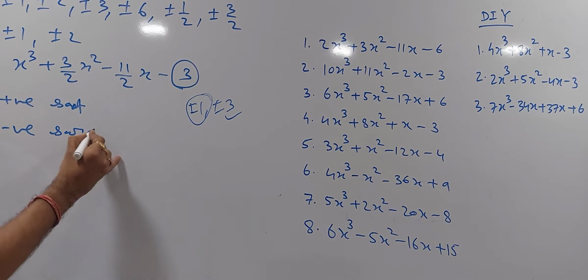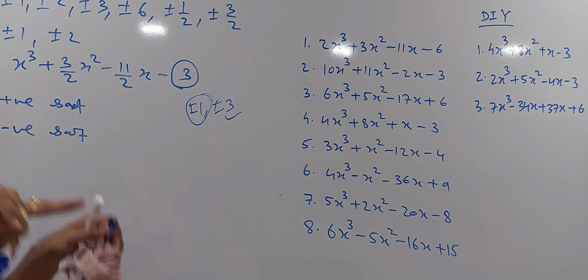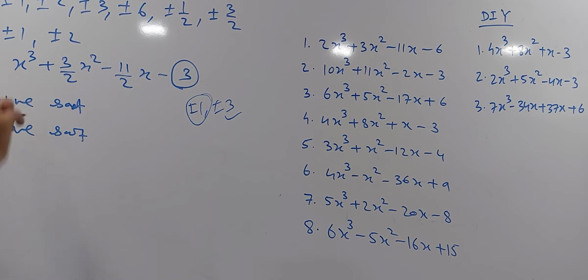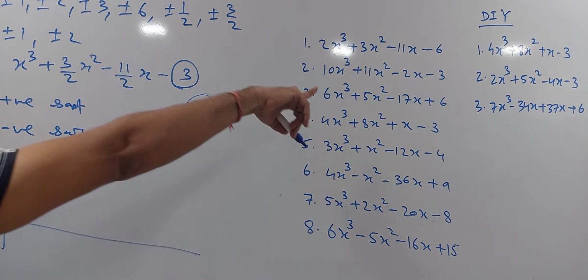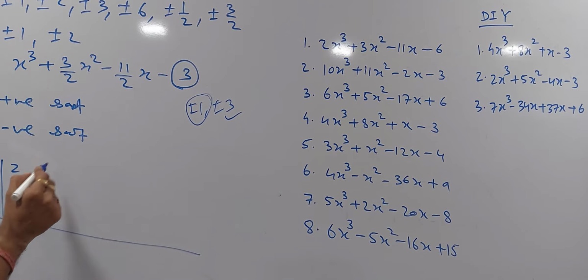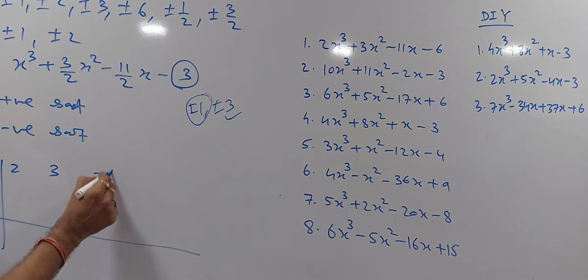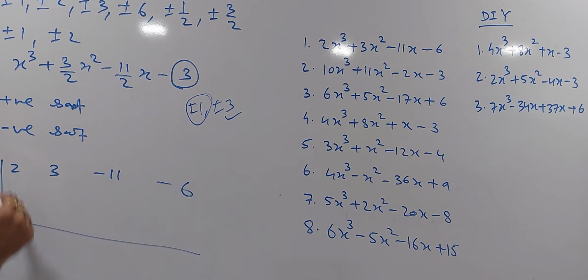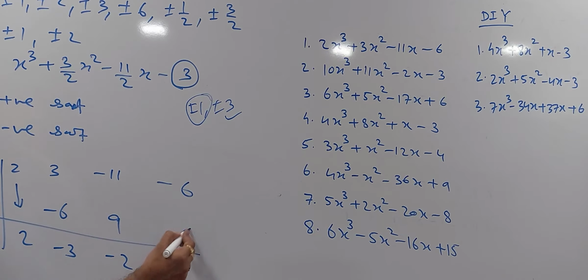So I got one negative root, which means there will be one more negative root and one positive root. So there is no imaginary root. So let me take minus 3 and jump to synthetic division, with this relation: 2, 3, minus 11, minus 6. Drop down the 2. 2 into minus 3 is minus 6, 3 minus 6 is minus 3. Minus 3 into minus 3 is 9, minus 11 plus 9 is minus 2. Minus 2 into minus 3 is 6, so the remainder is 0.